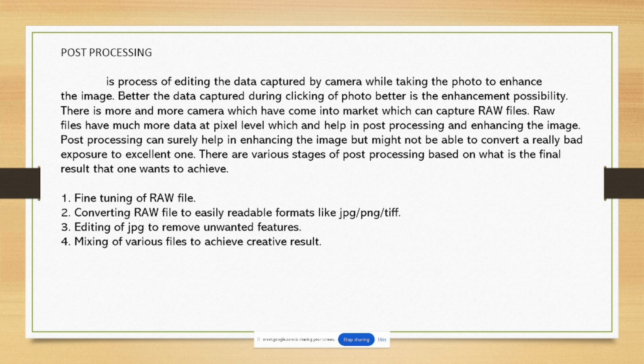There are more and more cameras coming into the market which can capture raw files. Raw files have much more data at pixel level which can help in post processing and enhancing the image. Post processing can surely help in enhancing the image but might not be able to convert a really bad exposure to an excellent one. There are various stages of post processing based on what is the final result that one wants to achieve.